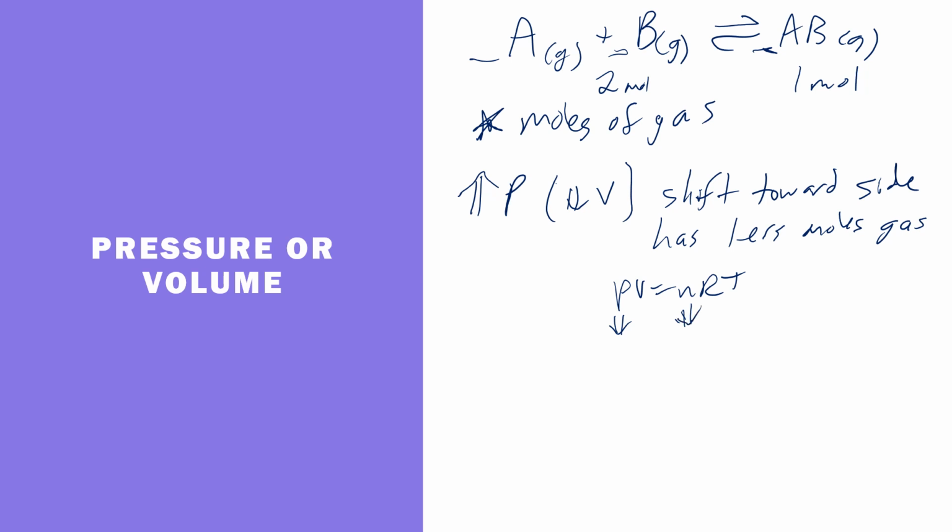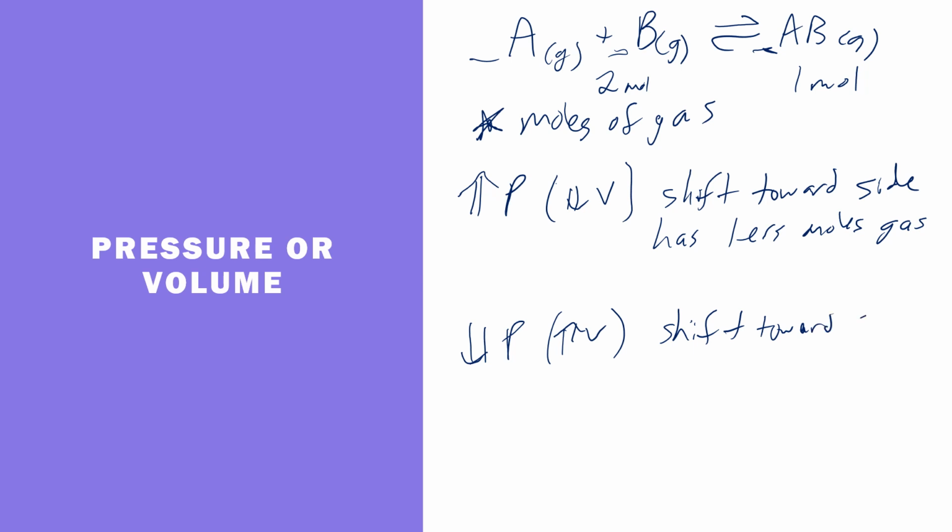We'll fix that problem. Now, the opposite: if I were to decrease the pressure on the system, typically by increasing the volume, it will shift toward the side that has more moles of gas. And again, according to PV = nRT, if I have too little pressure now, I need to increase the pressure to get back to equilibrium, so I need to go to the side with more moles of gas.